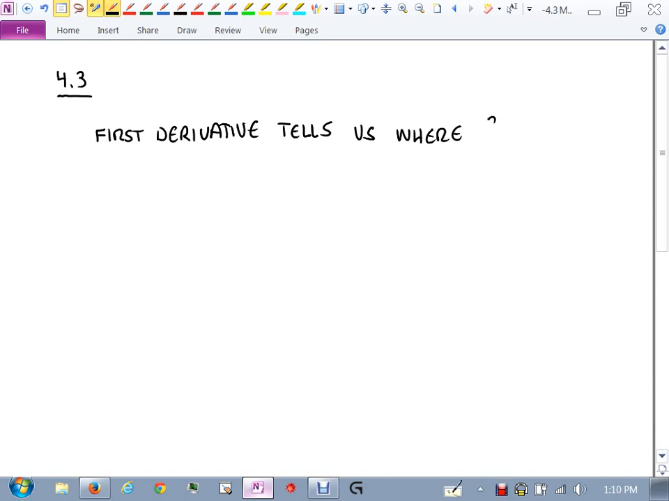All right, so let's get down to business. 4-3. We had already started this last class with the pictures, so I want to get down to the definitions and just start working some problems. So what does the first derivative tell us about a function? The first derivative tells us where f is increasing and decreasing.